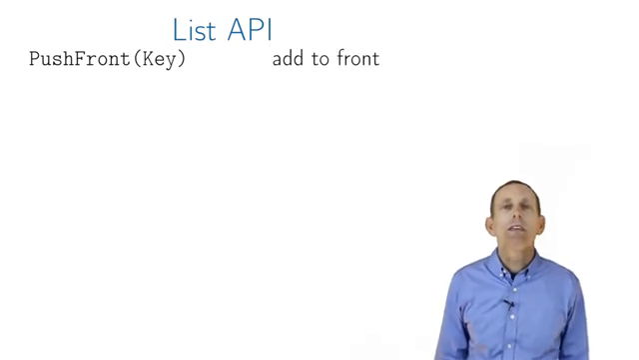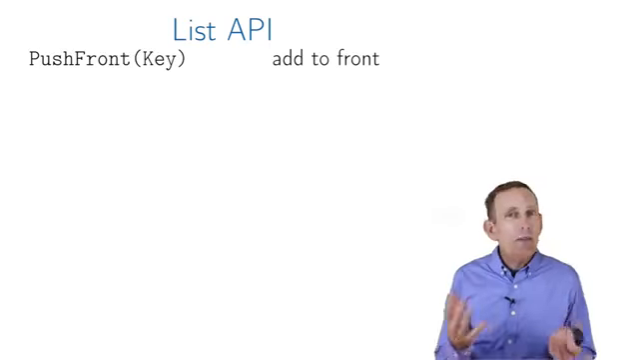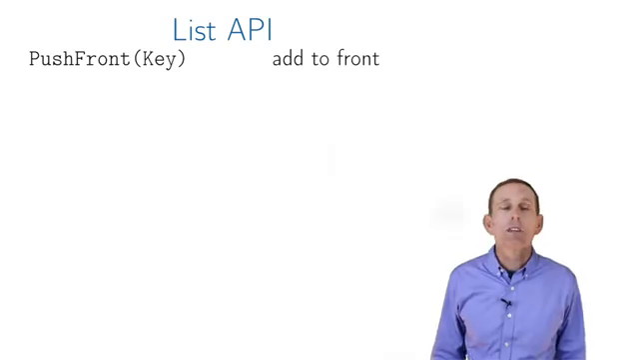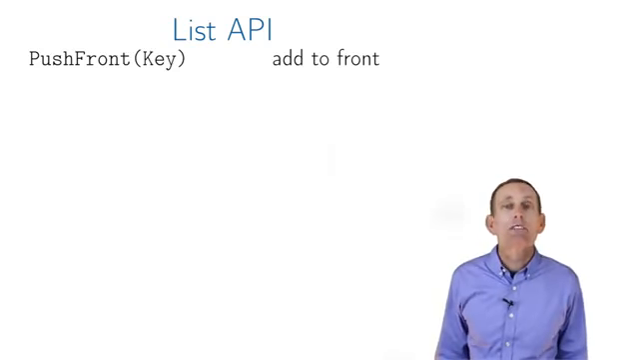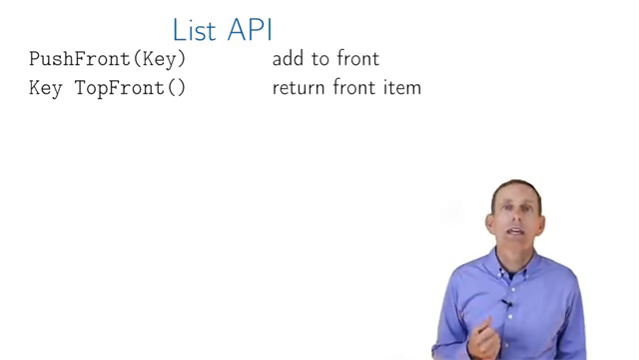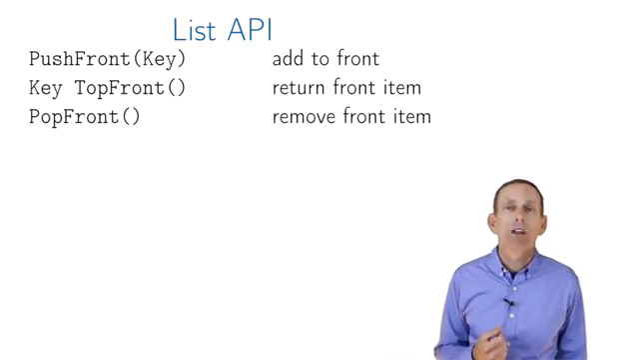What are the operations that can be done on a linked list? There are several of them. The names of these sometimes are different in different environments and different libraries, but normally the operations provided are roughly these. We can add an element to the front of the list, which we're calling push front. It takes a key and adds it to the front of the list. We can return the front element of the list, which we're calling top front. Or we can remove the front element of the list, called pop front.